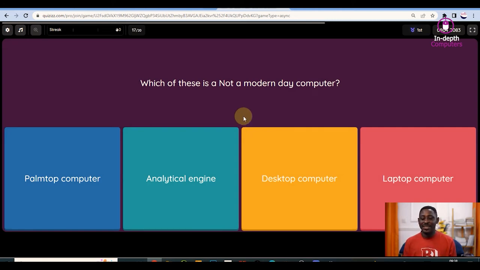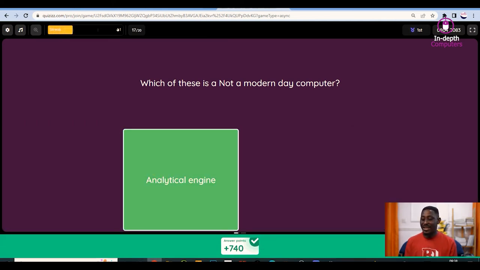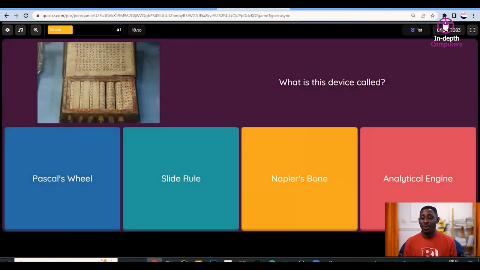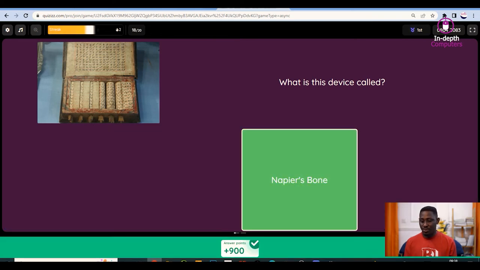Which of these is not a modern day computer? Palm top is a modern day computer. Analytical engine, not a modern day. Desktop, modern day. Laptop, modern day. So the analytical engine. We have three more questions to go. What is this device called? This is the Napier bone.